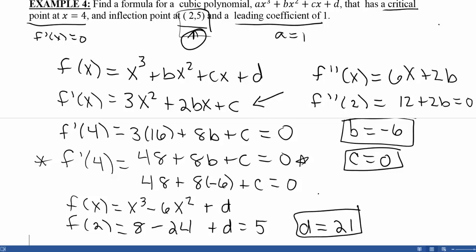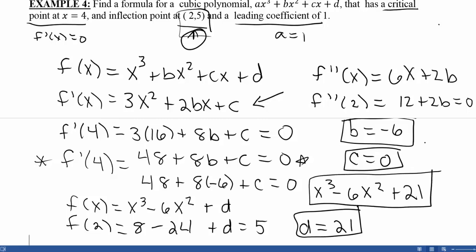So now I have my a, my b, my c, and my d. So I'm able to write my final answer here, which is x cubed minus 6x squared plus 21. So this is the cubic equation that satisfies that we have a critical point at 4 and an inflection point at (2, 5) with a leading coefficient of 1. So we're able to use what we knew about the first and second derivative to match up our information and solve for our unknowns. Let's look at another.